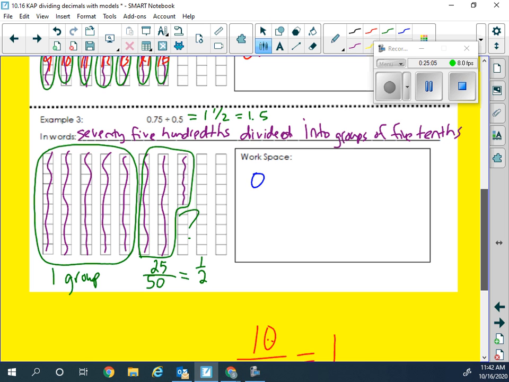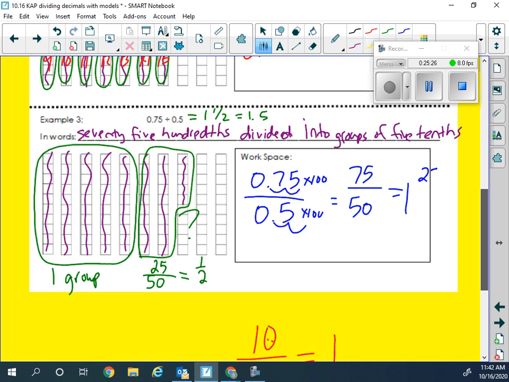That was the hardest part, because how can I show this? Okay. Guys, what do we need to multiply those by? 100. So then we move it twice, so this is 75 over 50, right? And so then that would go in there, 1 and 25 out of 50 is equivalent to 1.5. Okay? I thought that one was kind of tricky.